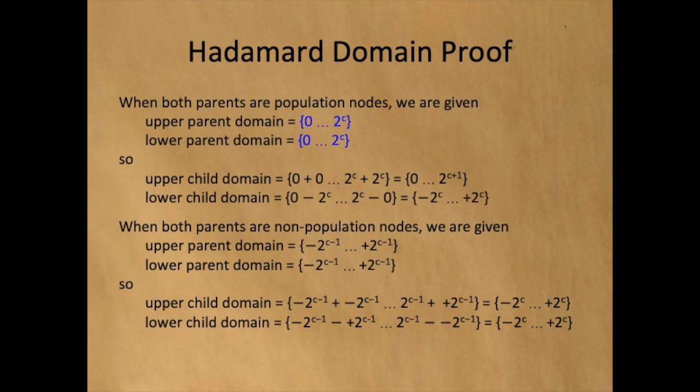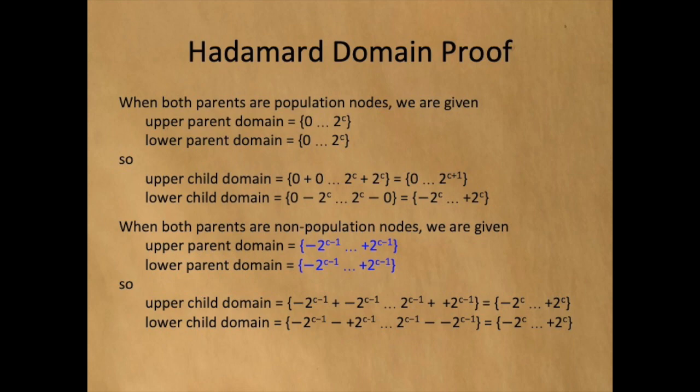When both parents are population nodes, then we are given that both parent domains range from 0 to 2 to the c. The upper child Hadamard is the sum of its two parents, so the upper child domain ranges from 0 plus 0 to 2 to the c plus 2 to the c, which equals 0 to 2 to the c plus 1, which is the population domain in the next column. Lower child Hadamards will difference the two parent Hadamards, so the lower child domain will range from 0 minus 2 to the c to 2 to the c minus 0, which equals minus 2 to the c to 2 to the c, which is the non-population range in the next column.